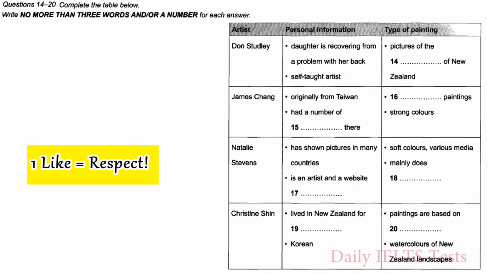Natalie Stevens was born in New Zealand, but has exhibited in China, Australia and Spain. As well as being an artist, she's a website designer. She believes art should be universal, and her paintings use soft colours and a mixture of media. Most of her pictures are portraits, so watch out, some of them may even be friends of yours.